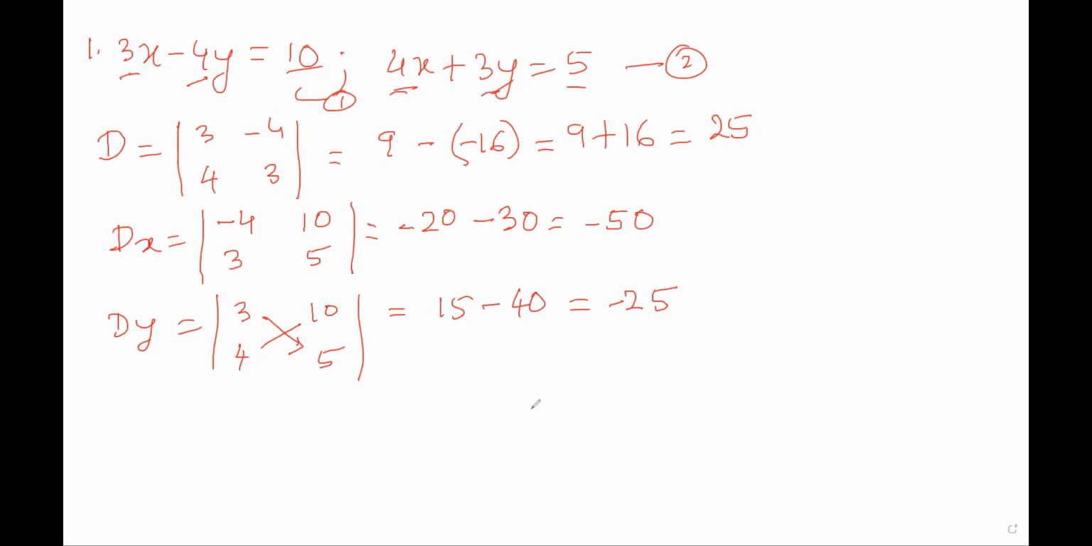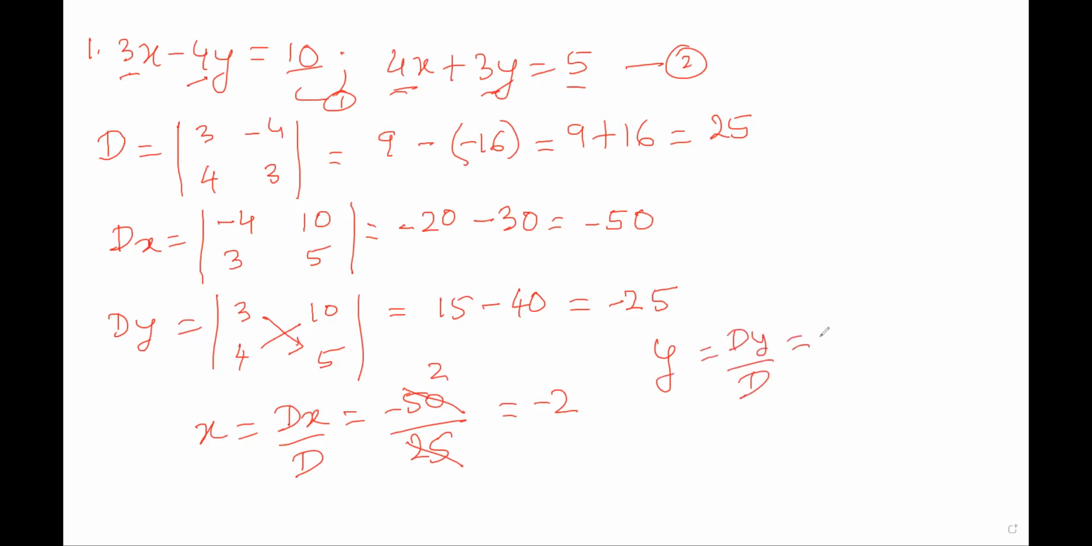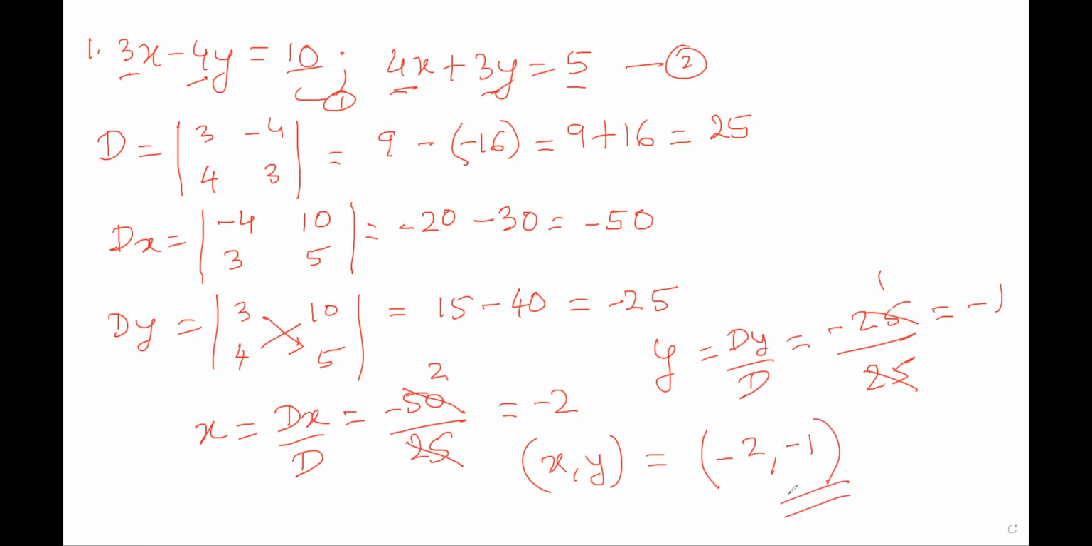Okay, now you have all the three values with you. So find x. x will be Dx upon D, and that is minus 50 upon 25. So the answer is minus 2. What about y? y will be Dy upon D, which is minus 25 upon 25. This cancels and you get minus 1. So x, y is equal to minus 2 and minus 1. This is the solution of the two equations.